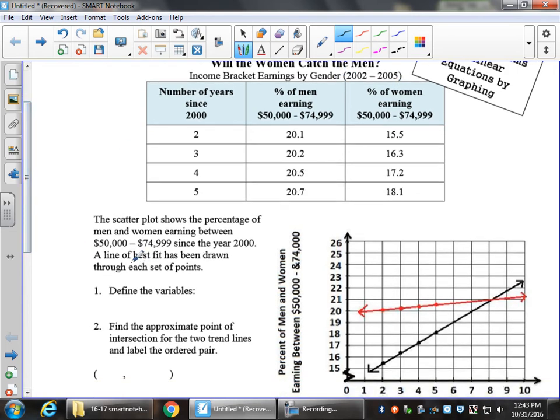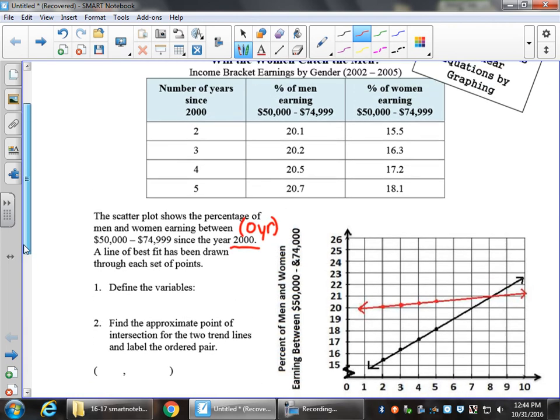It says here, the scatter plot shows the percentage of men and women earning between $50,000 and $74,999 since the year 2000. So 2000 is our 0 year. A line of best fit has been drawn through each set of points. So what this is saying is that these ordered pairs don't make a perfectly straight line because it's not a linear relationship, but we can model these points with a straight line that goes through as many of the points as possible. So that has been done for men and women.